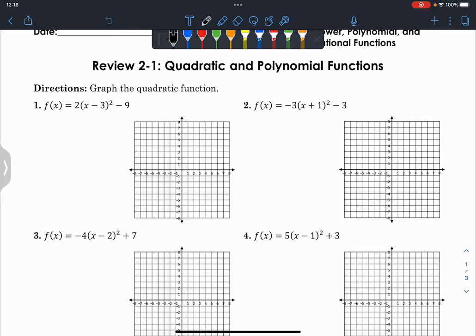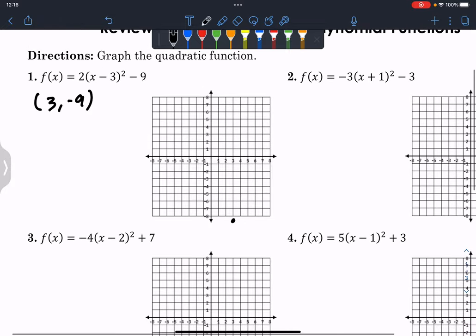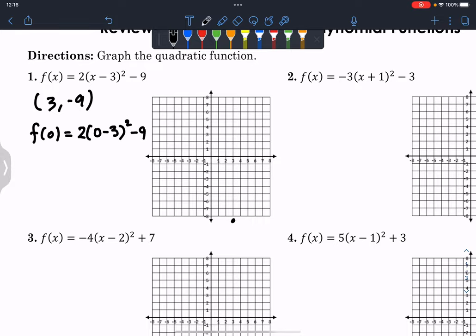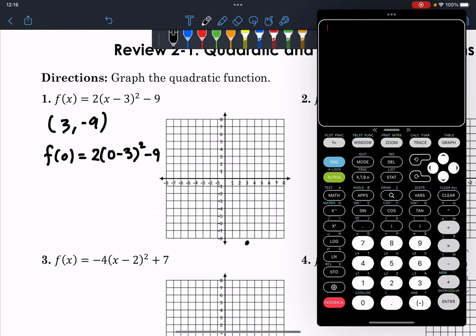So here we'll use the vertex, which would be +3, -9, and plot our first point there on our graph. So +3, -9 would be there. And in order to plot the second point, we're going to simply identify the y-intercept. So we're going to evaluate our function when x is equal to 0. So 2 times (0 minus 3) squared minus 9. Let's do this with our calculator. We'll type in 2 parentheses 0 minus 3 squared minus 9, and we get a value of 9. So our y-intercept is 9.